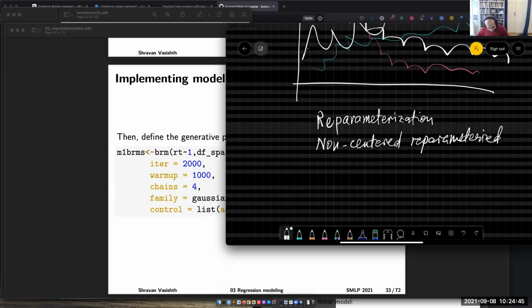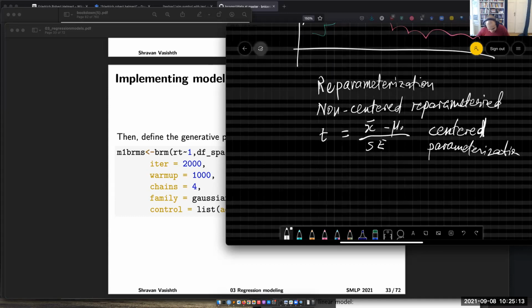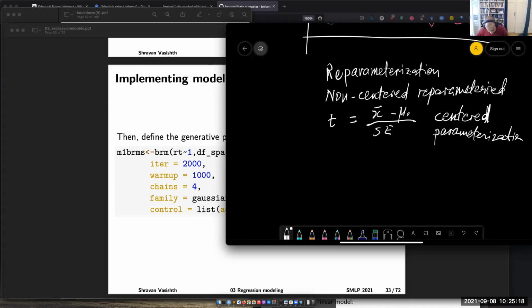So you remember the t-test? What is the t-test? The t-test takes your sample mean and the hypothesized mean, divided by the standard error, right? This is actually a centered parameterization of the parameters that you're looking for, right? So let me show you how to convert this to a non-centered parameterization, right?